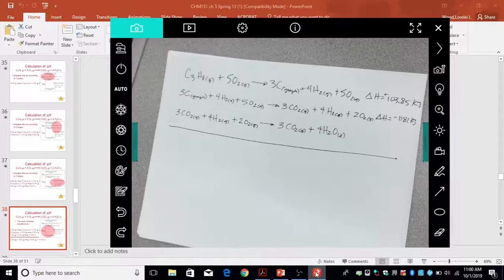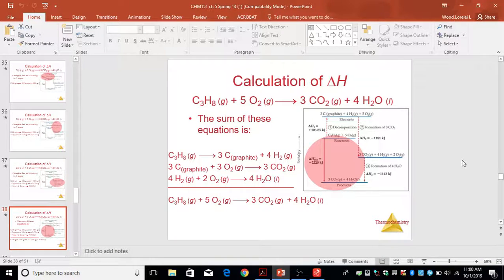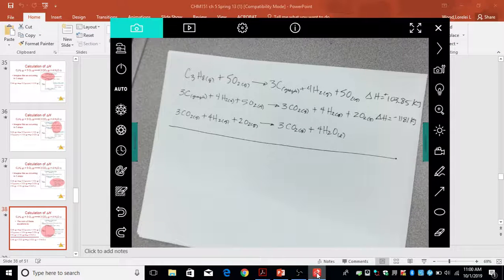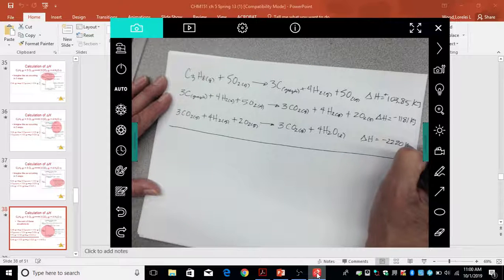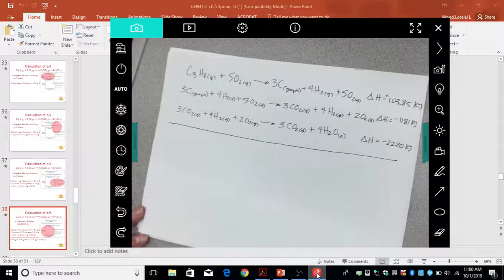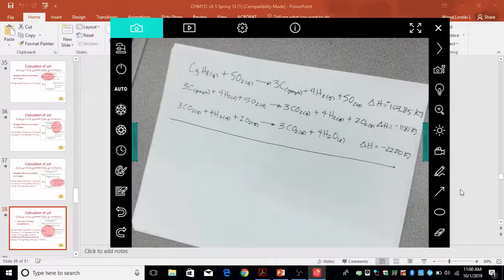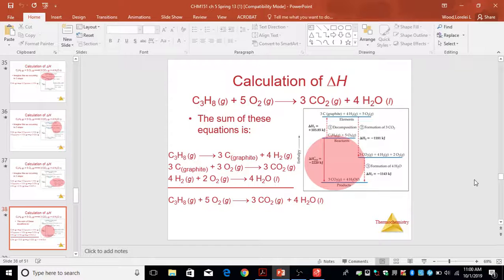Oops, I didn't get my enthalpy value from the last one. What was that enthalpy? Negative 2220. Wait, wasn't that the total? Did I mess up? I might have. Let me look and see. No, the total enthalpy is going to be the difference from where we started to where we ended. Oh, yeah. So I did mess it up, didn't I? 1143. I think you're right. Thank you. Negative 1143 kilojoules.